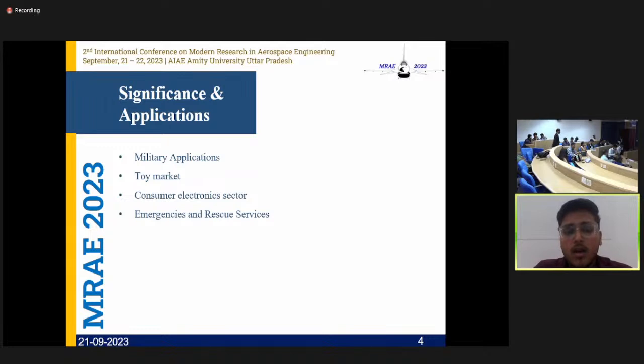Moving forward, we have the significance and applications, where this drone or this circuit could be used. First, the military applications, such as surveillance and reconnaissance missions. Controlling a drone is a very complicated task, so communicating with a hand gesture control drone will make it easier. It will become more interactable because it will be easier for the pilot to control, as it's not very complicated to understand. The toy market.